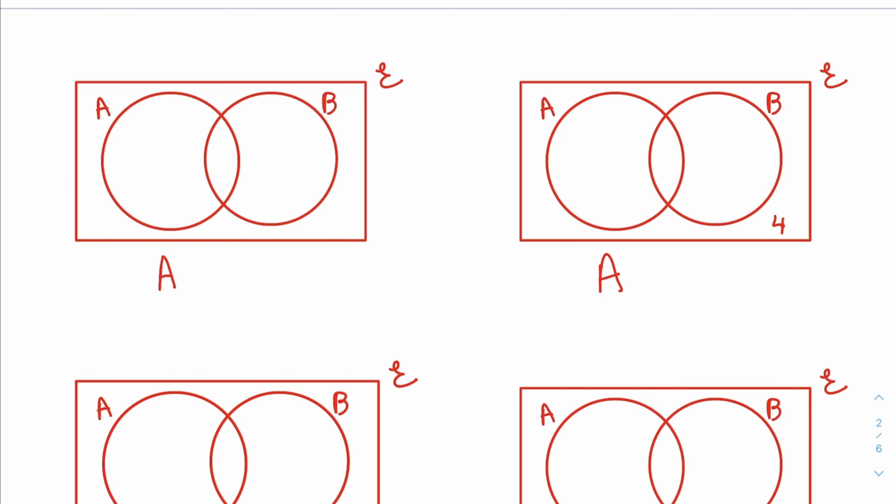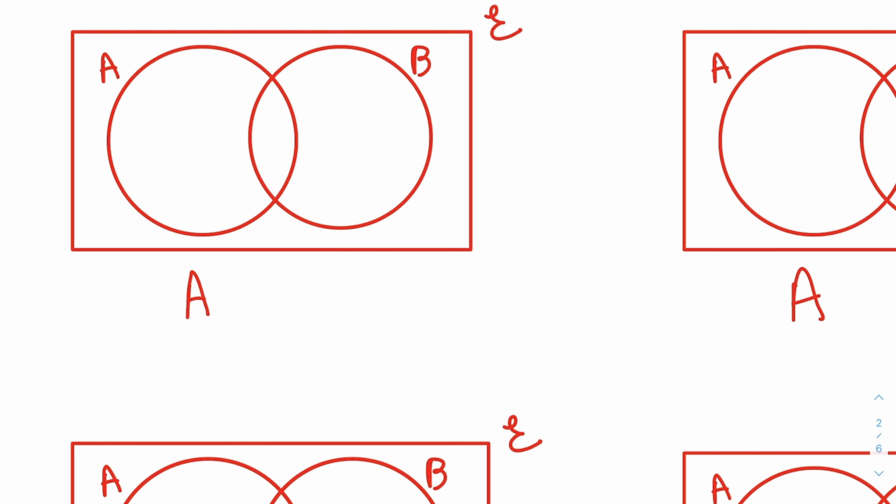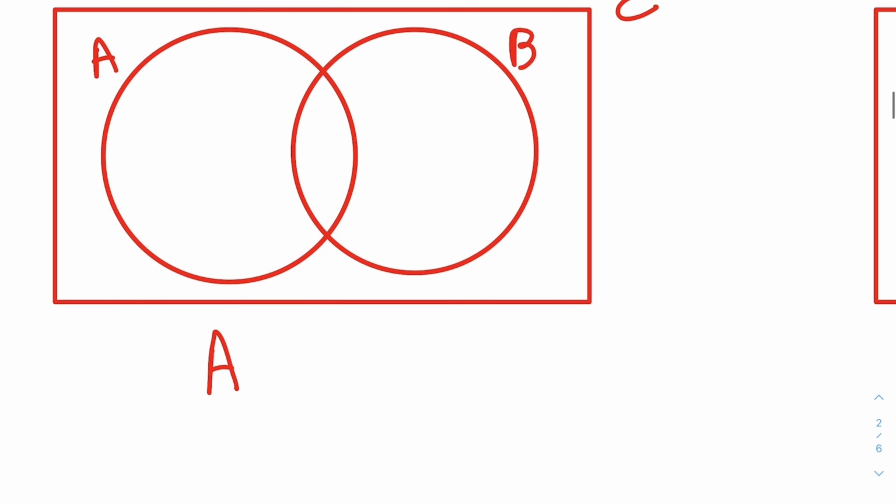So now we'll be shading Venn diagrams, and for the first example, it says A. In this case, we just have to shade the set A and not worry about anything else. So we just shade this, okay? And that is all.